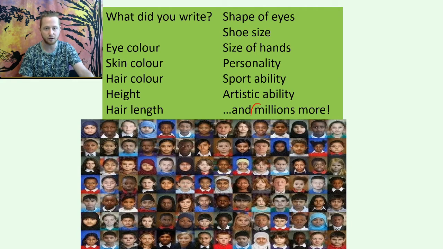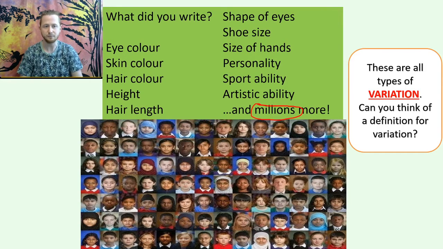In fact, I'm going to highlight this word millions because it's so important just how many differences there are between us as human beings. And I think these differences are brilliant. If we didn't have these differences, we wouldn't have so many incredible pieces of technology, pieces of art, buildings in the entire world. Loads of different ways of doing this life. And these are all types of this amazing word of variation.